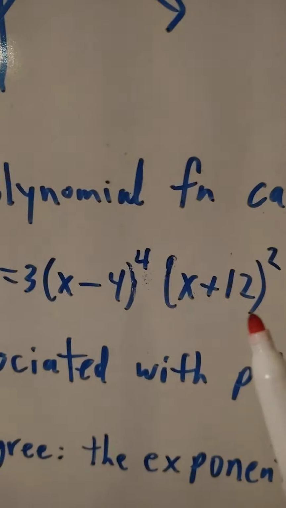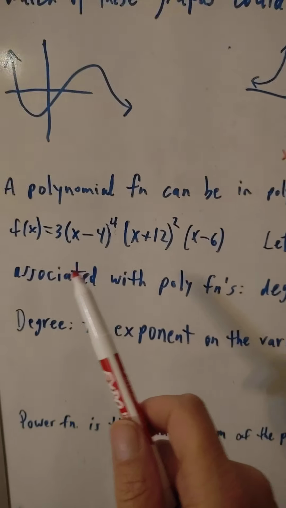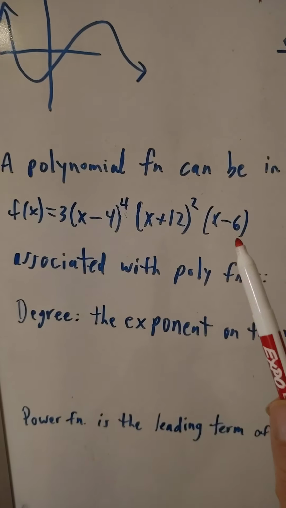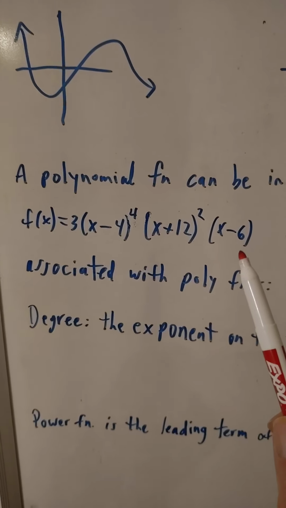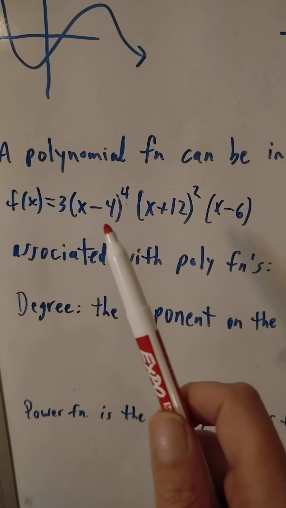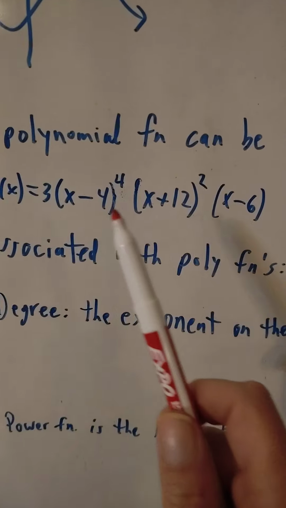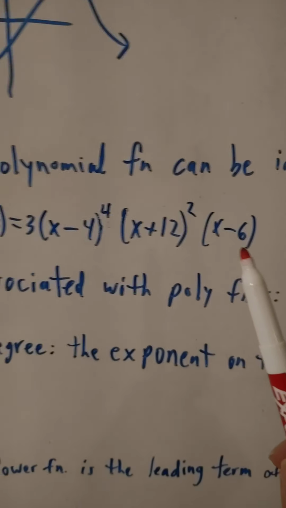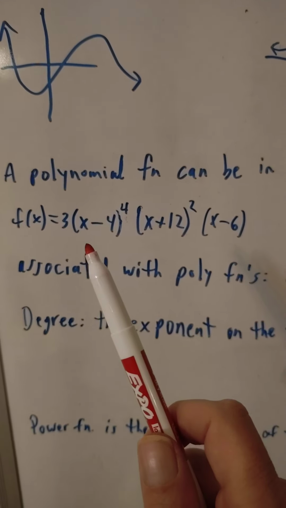Notice this polynomial function right here. f of x equals that. Man, that looks wild. And isn't it in factored form? Isn't it 3 times this, times that, times that? That's what factors means, things being multiplied.